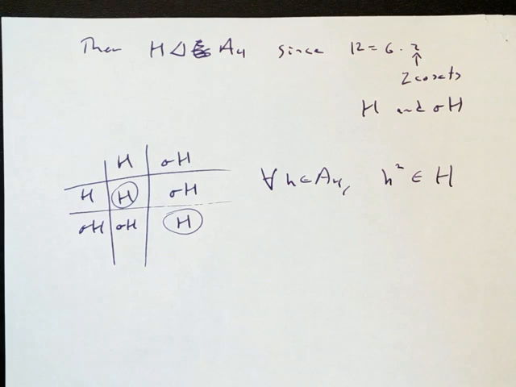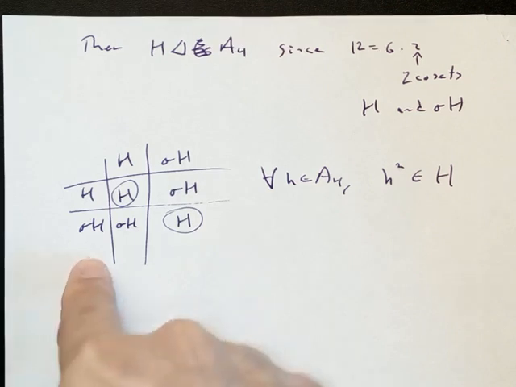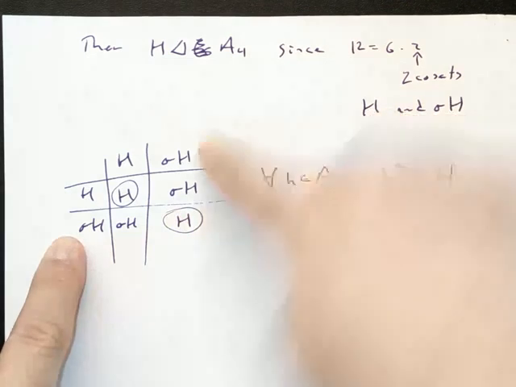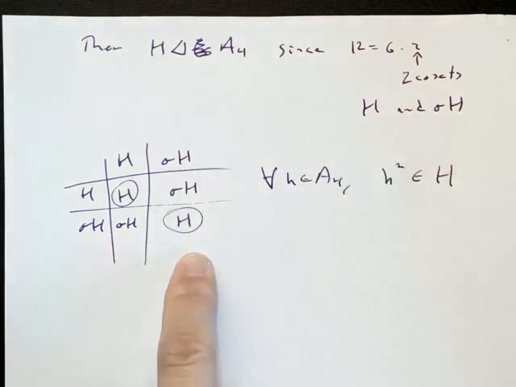If you picked an element that was in H to begin with, that element times itself would be something in H times something in H. If you picked an element that wasn't in H to begin with, it has to be in sigma H. And something in sigma H times something in sigma H is in H. Oh. H sucks stuff in. Okay, wait a minute. Let's start squaring things that are in A4.